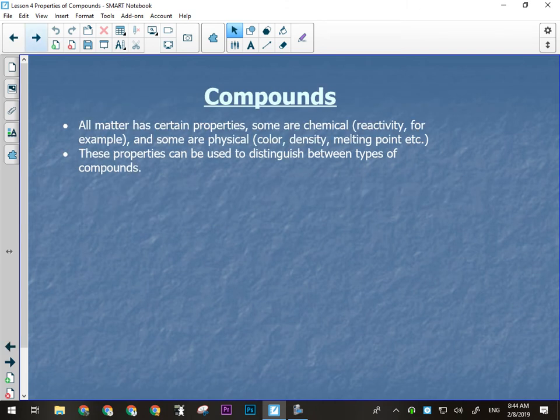Okay, there's two kinds of properties. There's chemical properties and there's physical properties. Physical properties are things that are observable with just that particular material. A chemical property is not readily apparent until that material reacts with something else. So chemical properties are things that are only going to be discovered through a chemical change or chemical reaction.